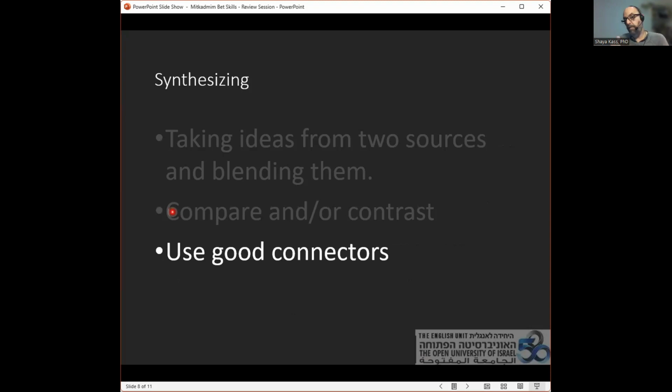Here it's really important, even for summarizing, but certainly for synthesizing. You have to use good connectors. You have to let the reader know what's coming up. Are you building on the same idea now? Are you contrasting and going the other direction now? You have to let the reader know. You have to use good connectors.